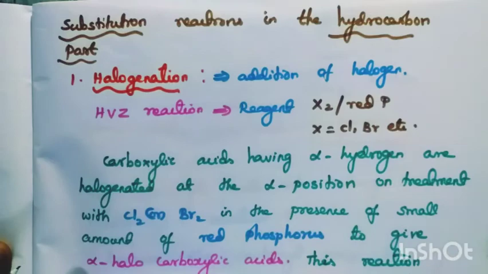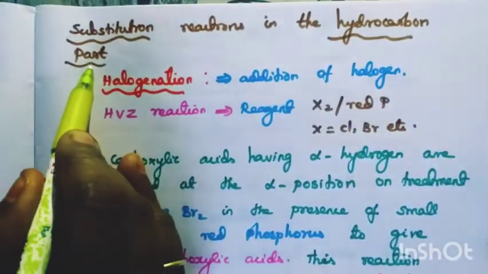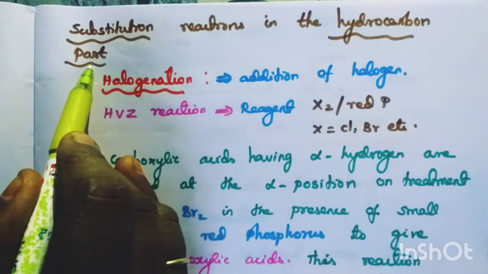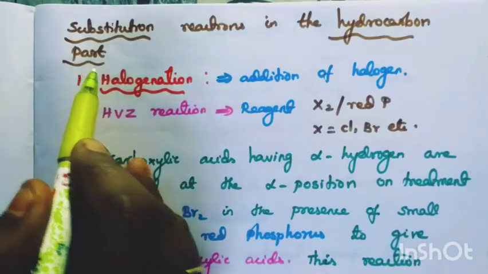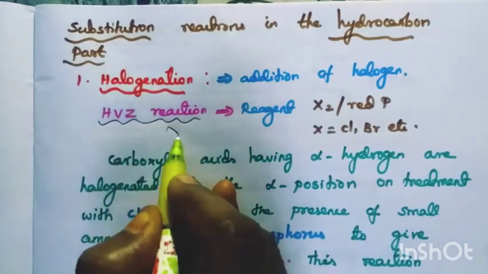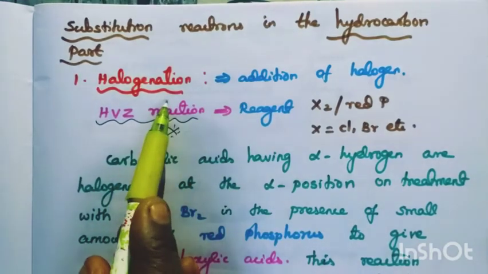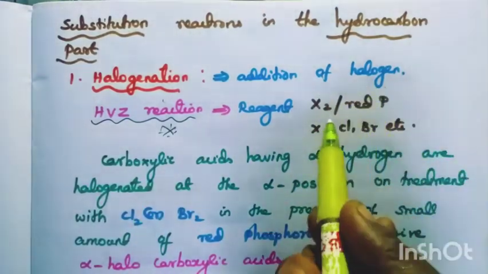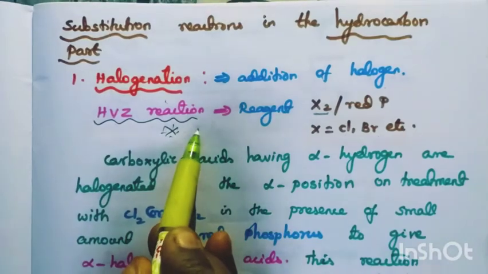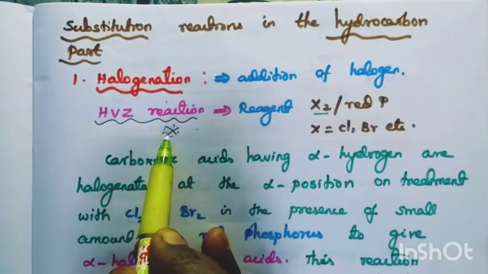Now we are going to see the substitution reactions in the hydrocarbon part. A methyl or ethyl group is there, or for benzoic acid a phenyl group is there. The first property here is halogenation. Important: name reactions are all important reactions. Halogenation means addition of halogen, whether that halogen is chlorine, bromine, etc. So in halogenation we are going to see the HVZ reaction.